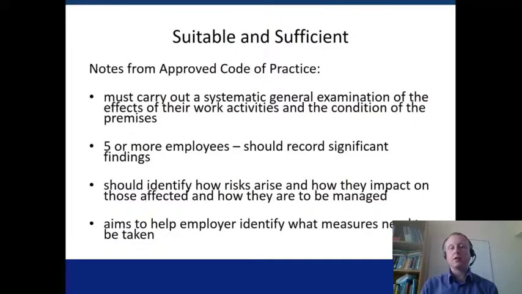You should consider how those risks are to be managed. So you have existing control measures and then new control measures that you consider necessary to put in place. And then it aims to help the employer identify what measures need to be taken. So you then need to identify what measures still need to be undertaken to make the workplace safe.